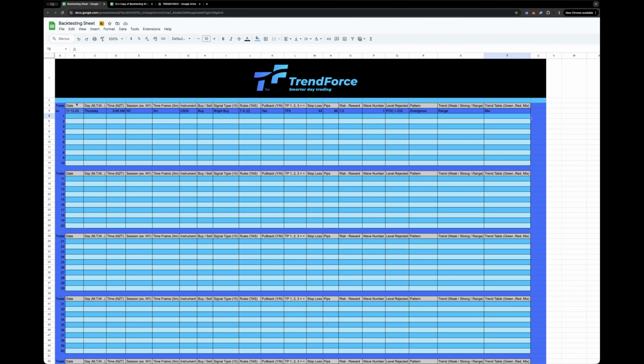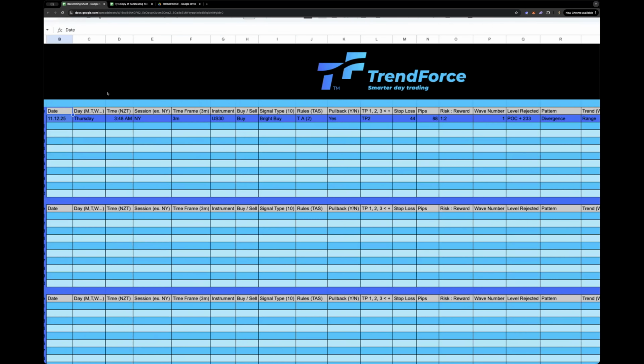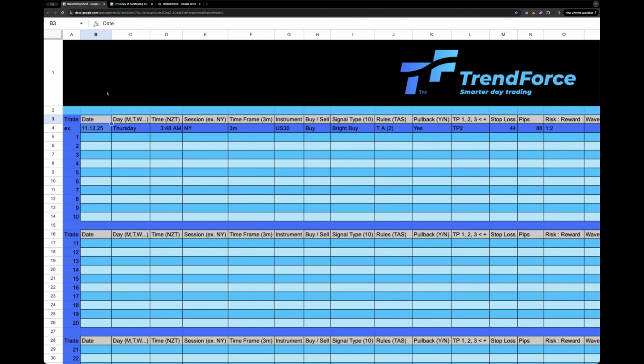So basically, we've got these different titles across the top. Hopefully you can see this and it's not too tiny and squished on the screen. Let me just zoom in a little bit and see if this will work for me. There we go. So across the top here, we have obviously date. You want to know the date of whatever trade you're looking at. Day: Monday, Tuesday, Wednesday, Thursday, I've just got an example in here. Then the time.